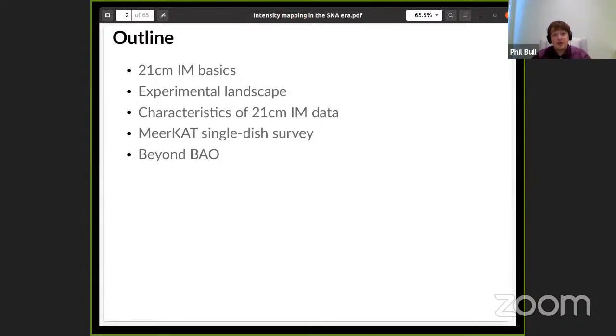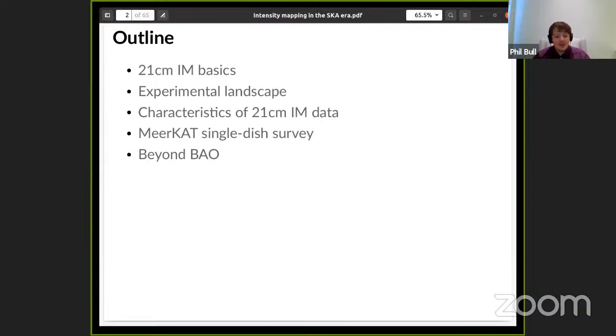So here's an outline of what I'm going to talk about. I'll do the basics first. I think that's a good place to start. And talk a little bit about the experimental landscape. This is mostly an excuse for me to show you some pictures of cool pieces of radio equipment. And then I'll talk a little bit about some of the characteristics of real 21 centimeter intensity mapping data.